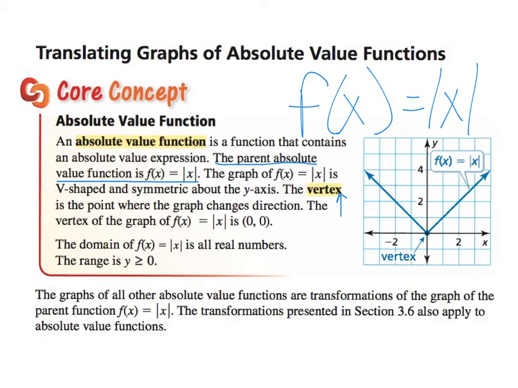Now, this is the important part regarding transformations. The graphs of all other absolute value functions are transformations of the graph of the parent function. The transformations that you did in 3.6 are also exactly the same as in this section. So for example, let's say we had f of x equals the absolute value of x minus 2. This means that the graph will be shifted or translated 2 units to the right. It's the same process as last section.